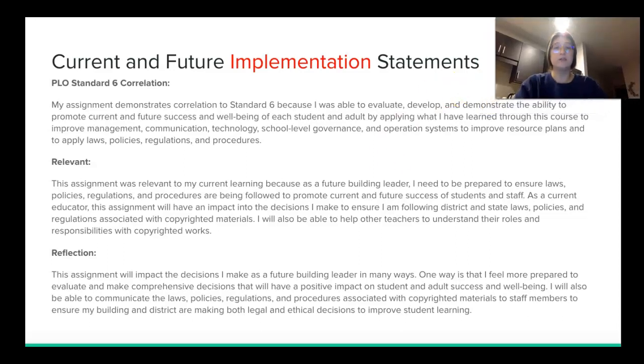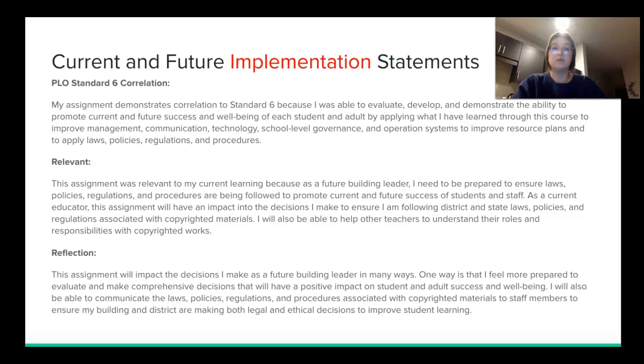Section 10 focuses on the current and future implementation statements that I learned through this assignment. So, standard correlation: my assignment demonstrates correlation to standard 6 because I was able to evaluate, develop, and demonstrate the ability to promote current and future success and well-being of each student and adult by applying what I have learned through this course to improve management, communication, technology, school-level governance, and operation systems to improve resource plans to apply laws, policies, regulations, and procedures.